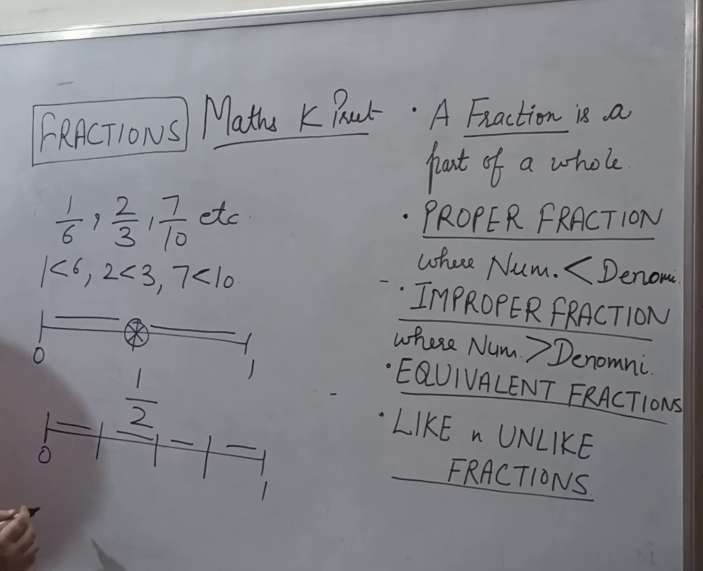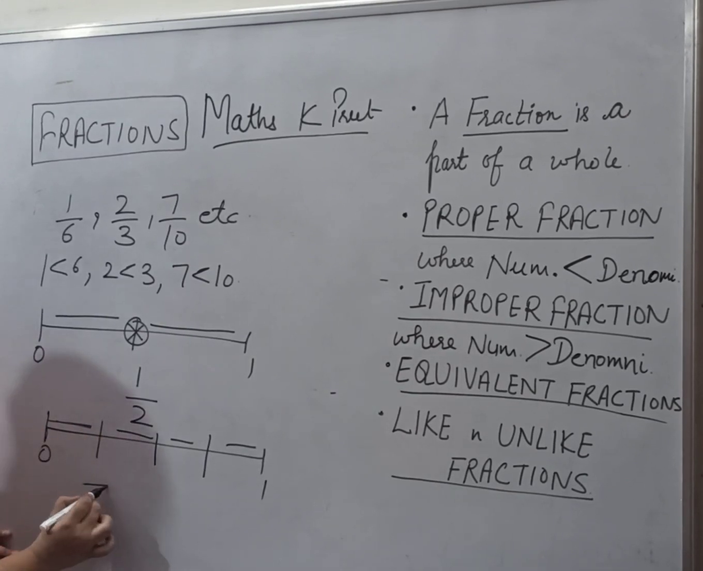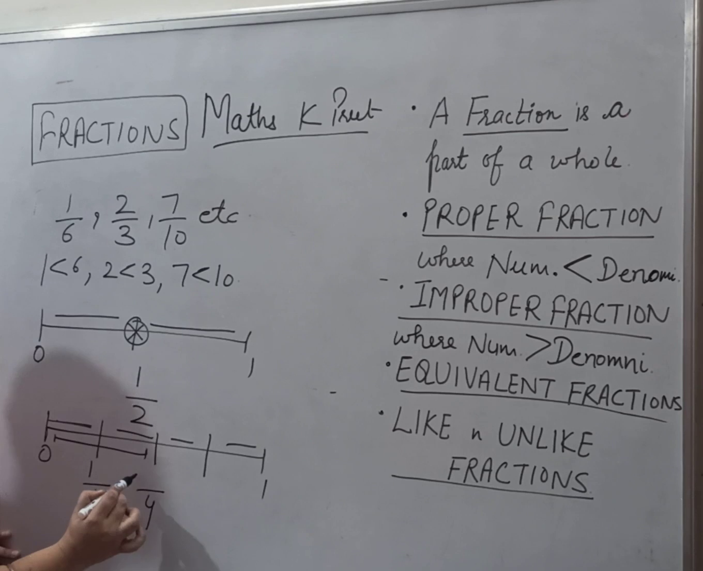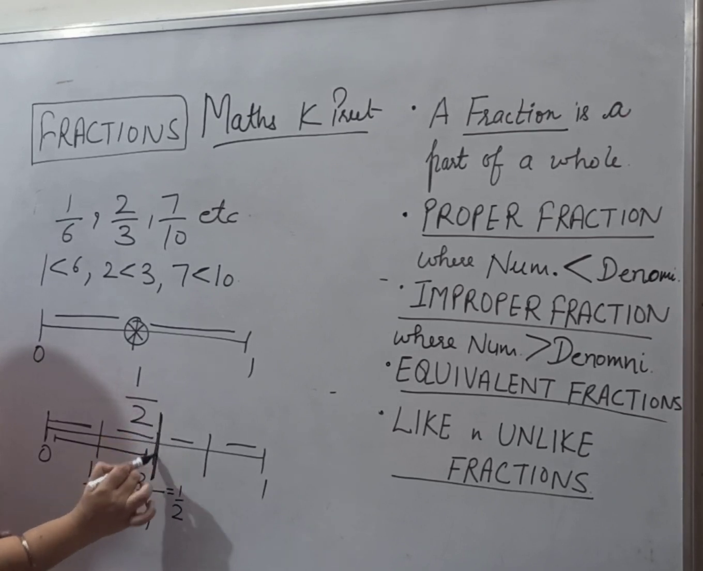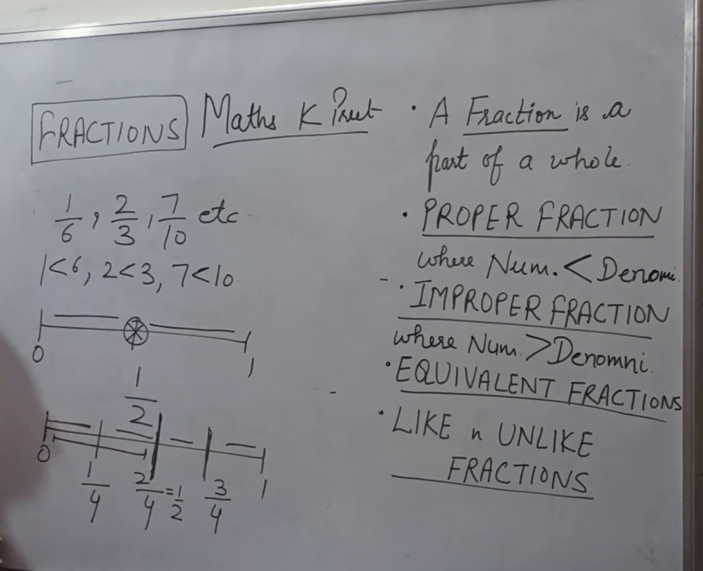If I have to show the first part, taking a single part out of these 4 parts, I will write it as 1 out of 4. For these 2 parts, I will write it as out of 4, I am taking 2 parts, which is ultimately 1 by 2. If this is a line, these are 2 equal parts. For this, out of 4, I am taking the first 3 parts. So this is 3 by 4.